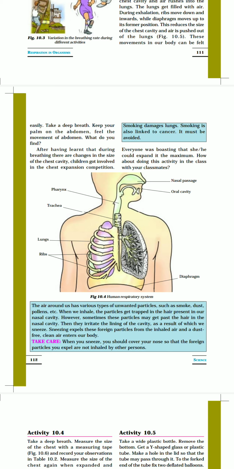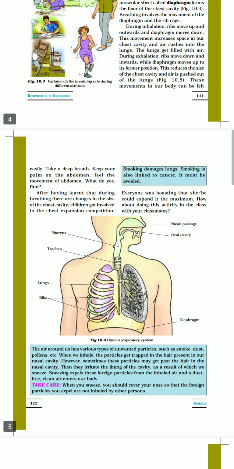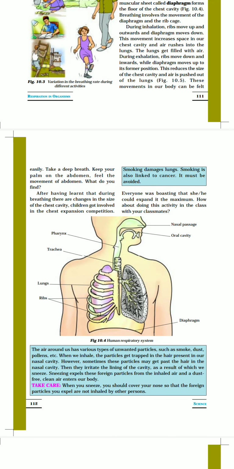And what is the use of these ribs? You know, this is the chest cavity where lungs and ribs are located, and ribs protect our lungs and heart. So when we inhale, this chest cavity expands, the ribs move up and outwards. And what happens, the diaphragm is a muscular part, okay, it becomes flattened, it comes right down.